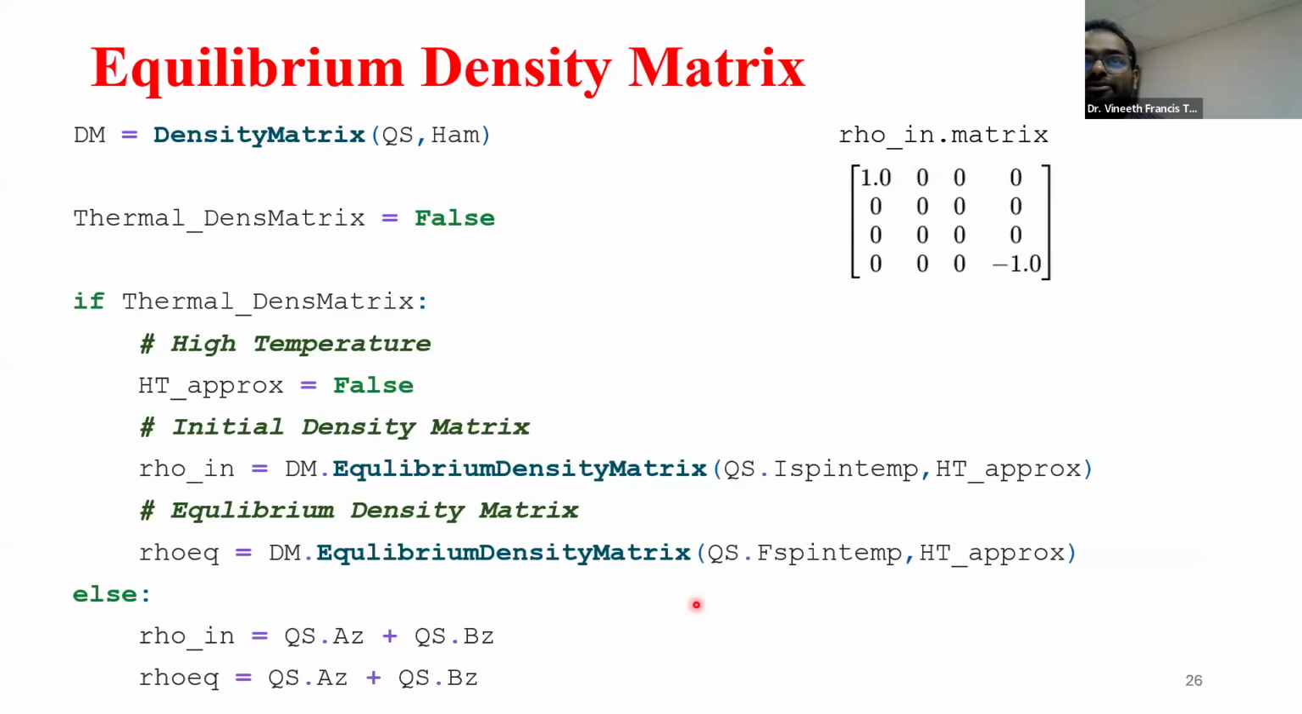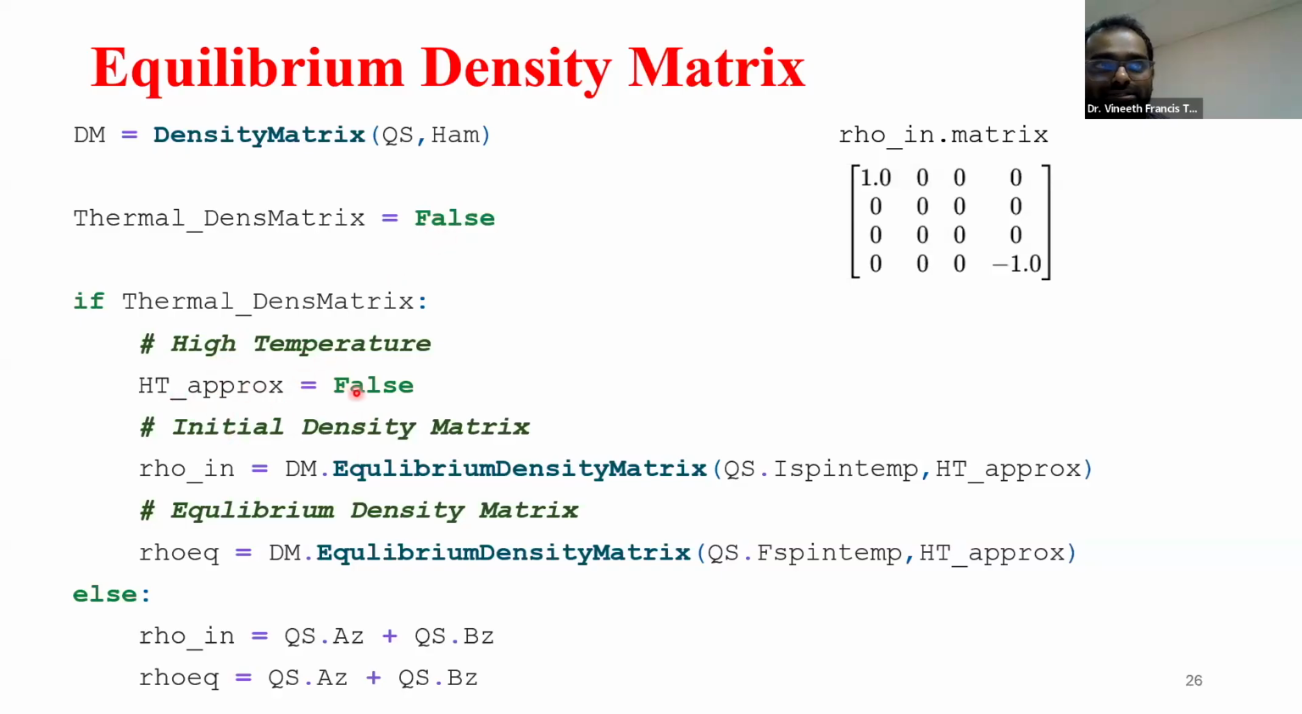Now, next, we want to initialize our density matrix. So we can use this module, this class density matrix. You give the object QS and ham, which you created in the previous slide. Then either you can define your own density matrix, initial and final density matrix, or you can use equilibrium density matrix. So if you want to use equilibrium density matrix, you can make it true.